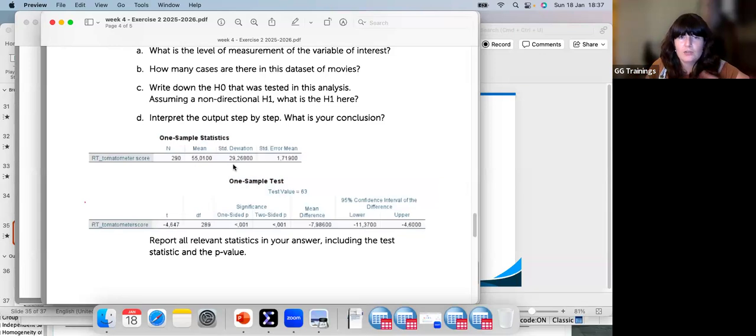Your sample statistics are always up here. So if they want the sample mean, it's right there. And if they want the sample standard deviation, it's right there. But generally only report the p-value unless they ask. Like even look here, report all the relevant ones, including test statistic and p-value. So they're being specific.